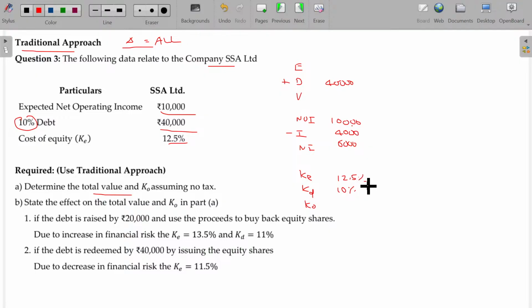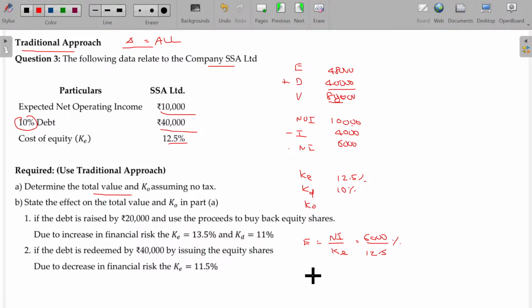Then you can calculate what? NI and KE are there now. Then you can calculate E. E is equal to NI by KE. NI is 6,000 divided by KE being 12.5%, 48,000. Then equity is 48,000 and value being 88,000.